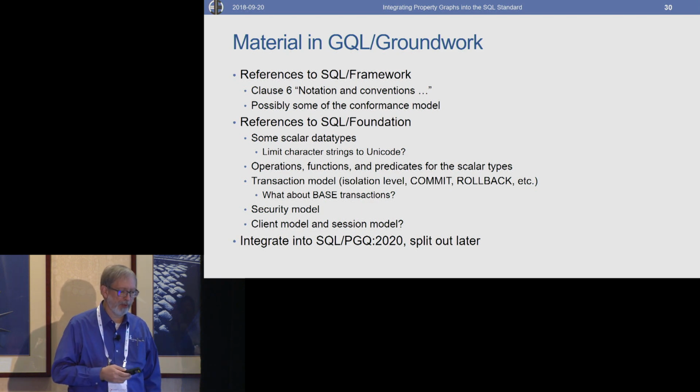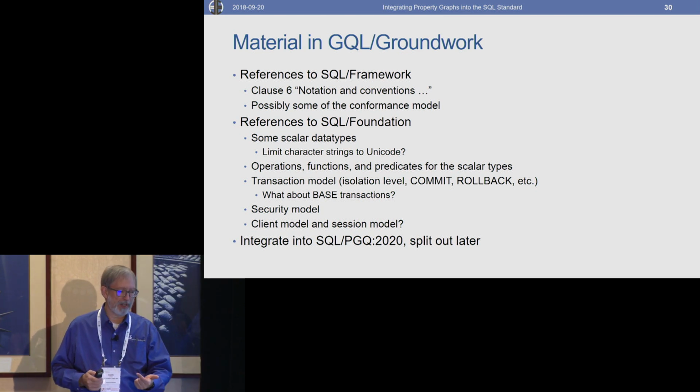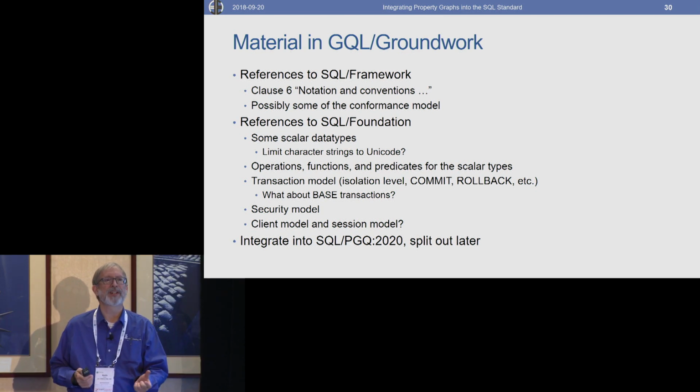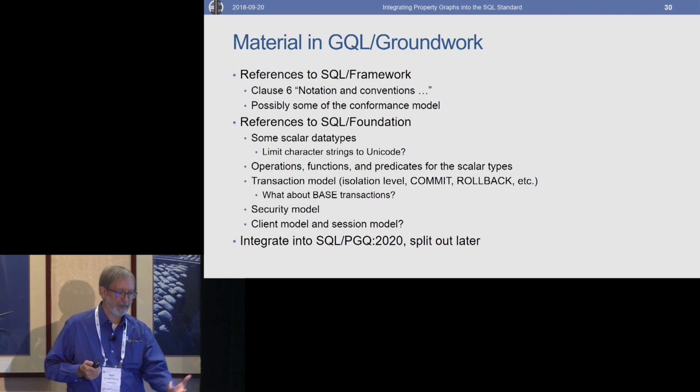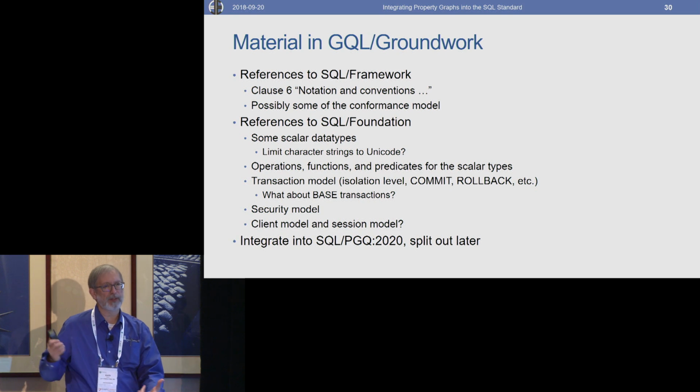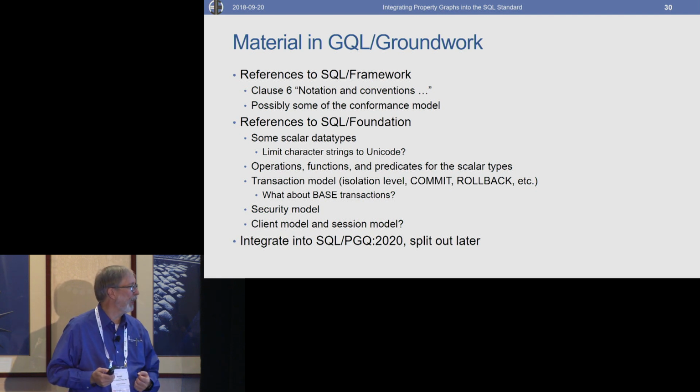One of the questions that we need to look at is right now the SQL standard deals in terms of what's called an ACID transaction model. In some of the NoSQL databases, there's a concept called a base transaction, and we need to look and see, is there anything there that makes sense to add? Does the transaction model fit with everything you're going to do in a graph database, or do we need additional capabilities? Security model, maybe the model for describing the client and the session.